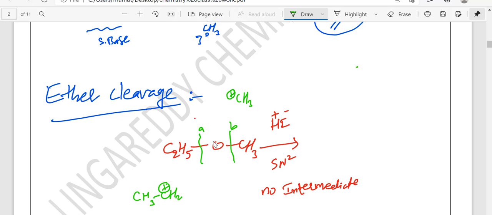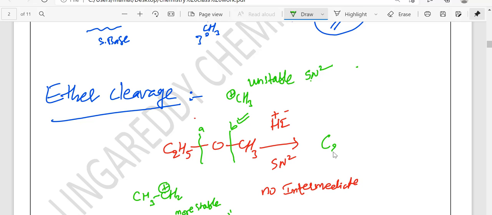So which is the more stable? This is unstable. Unstable means this is SN2. It is following SN1 favor. Among these two, this is more SN2, right? So this cleavage takes place faster. Among these two options, the B cleavage takes place.